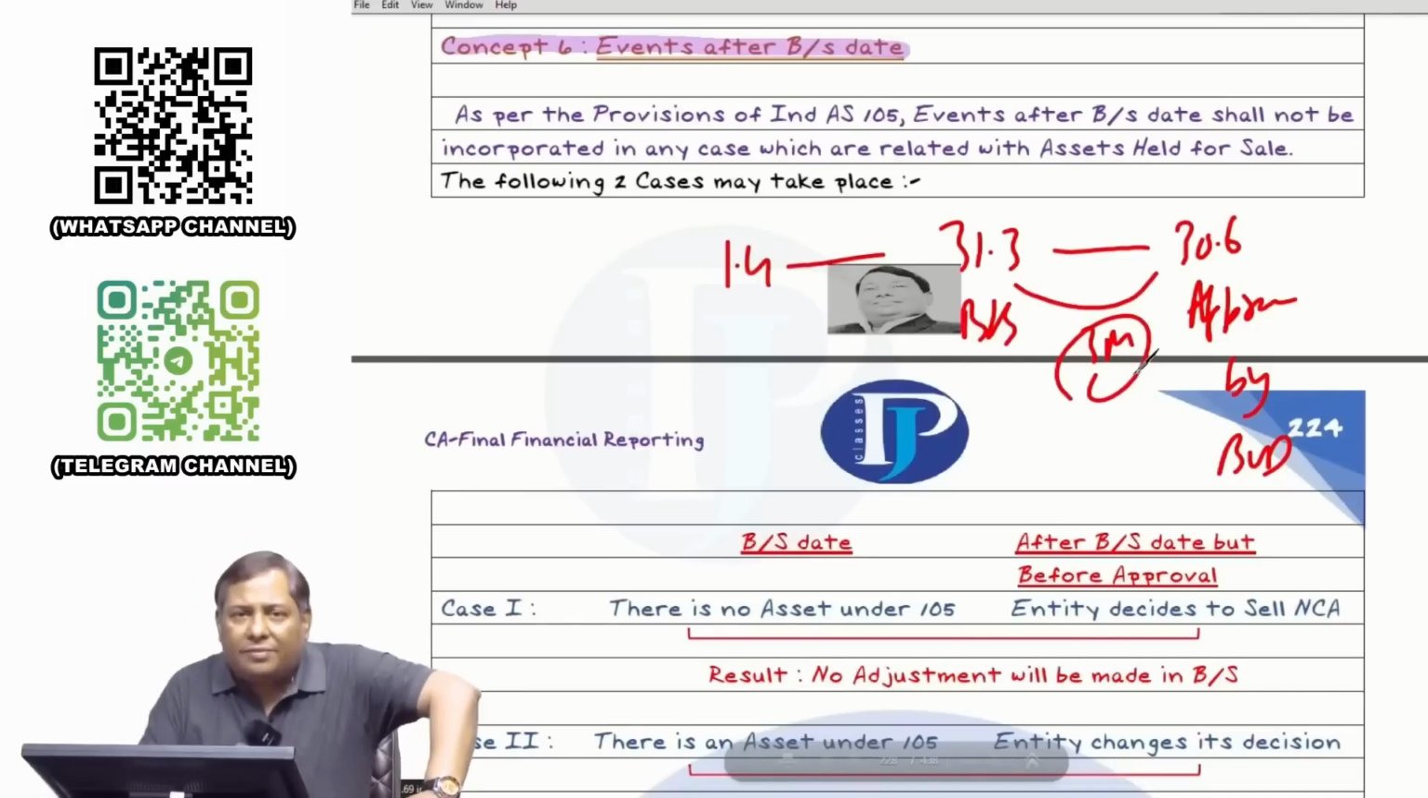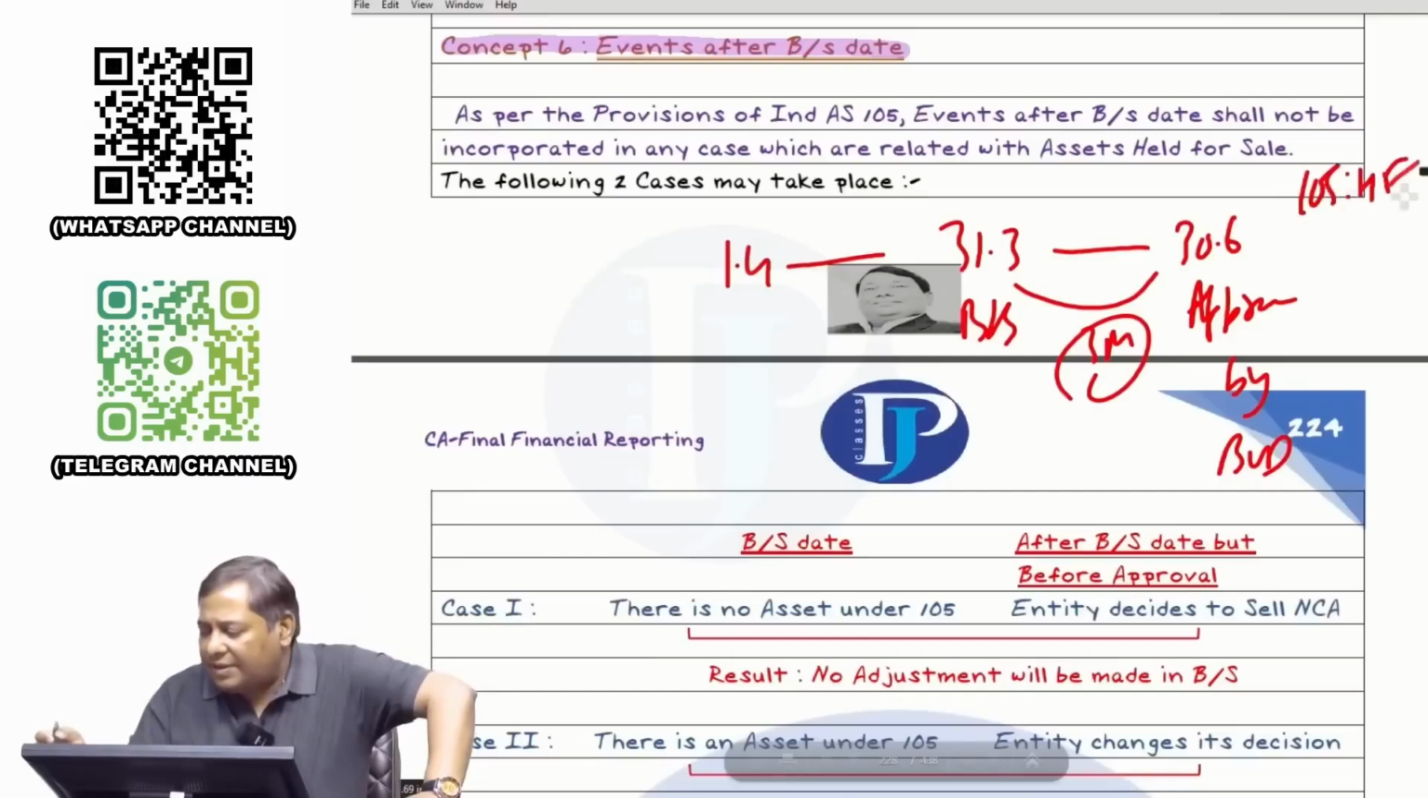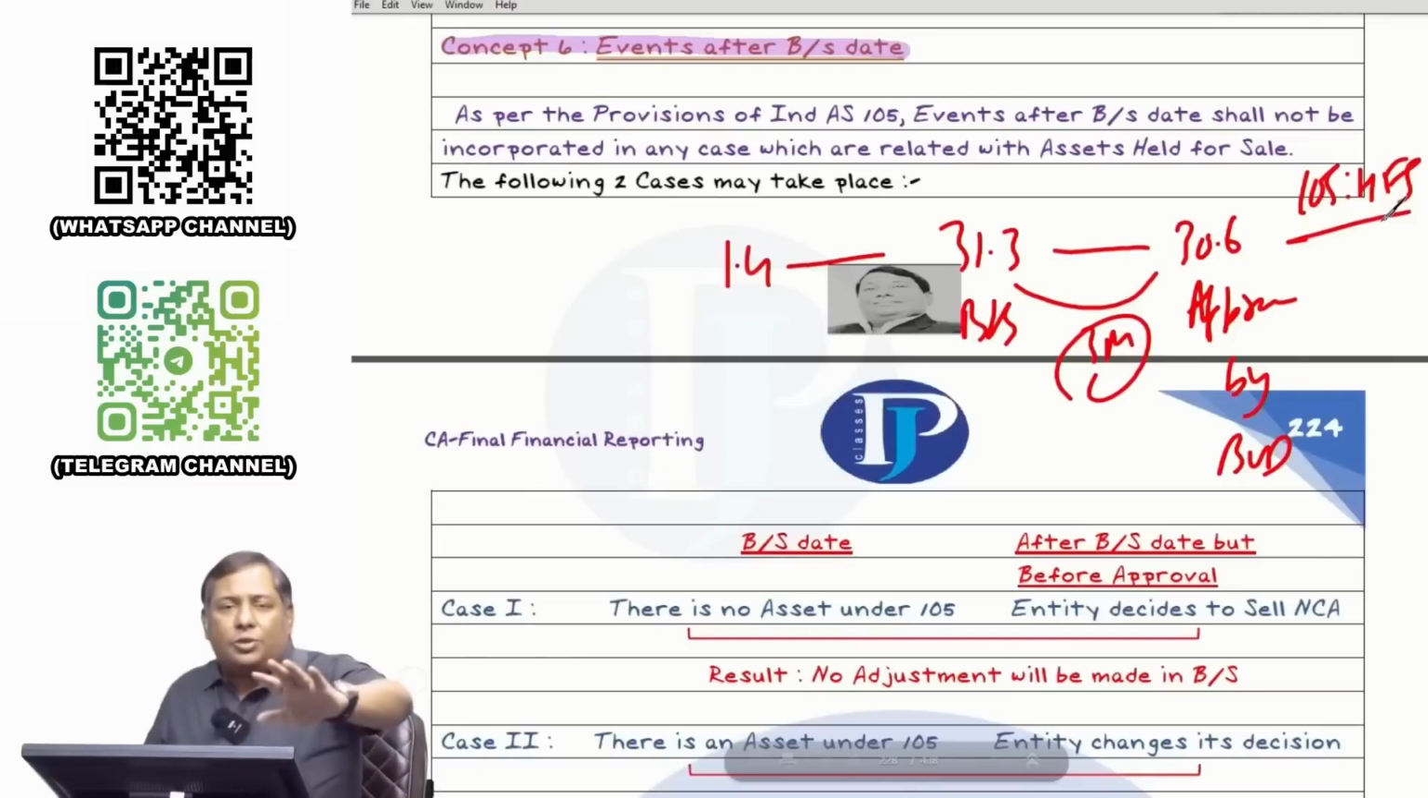So Ind AS 105 clearly says that no matter what happens, whatever the case may be, students, you will always consider HFS of 105 as non-adjusting. Is that okay? Whatever situation you are given, don't accept adjusting the event.